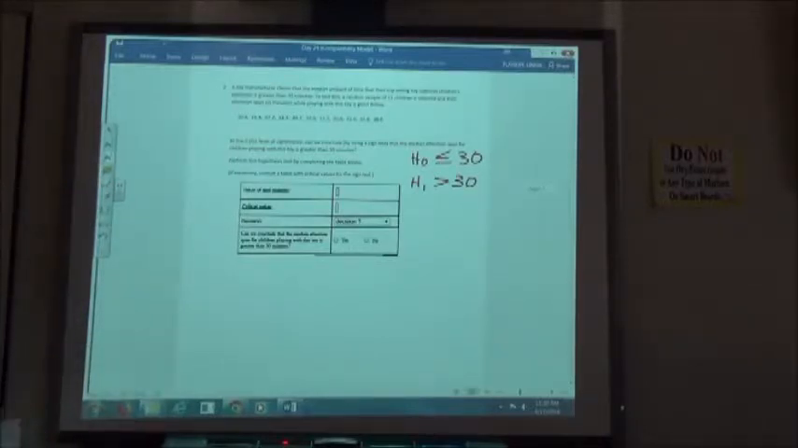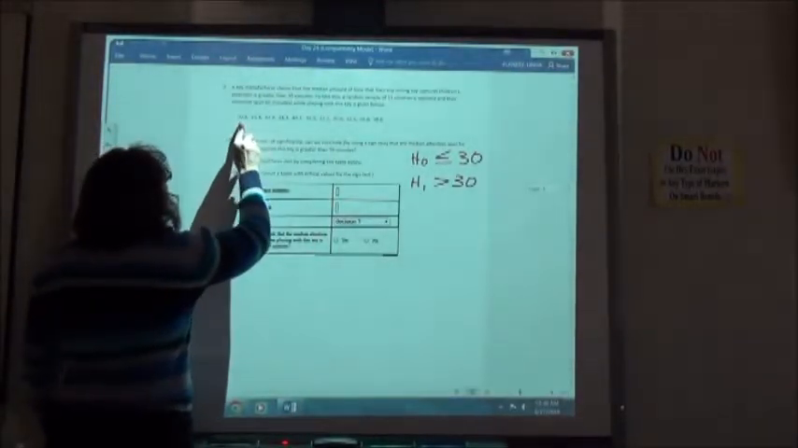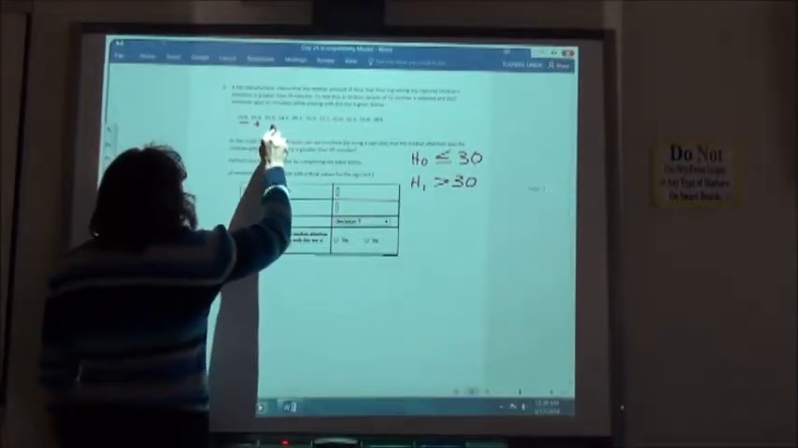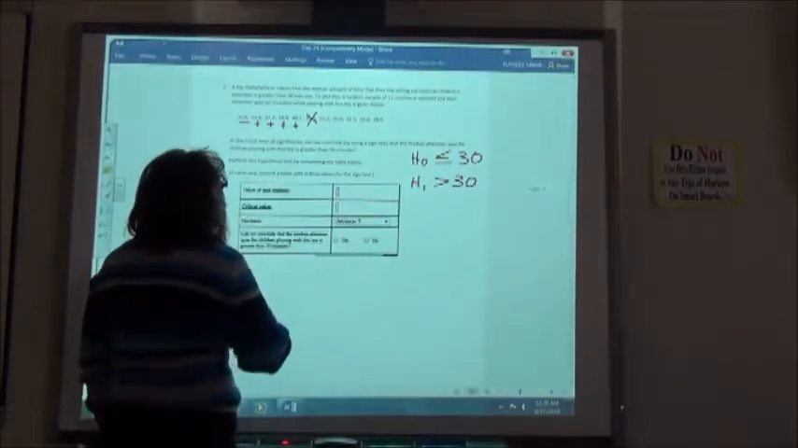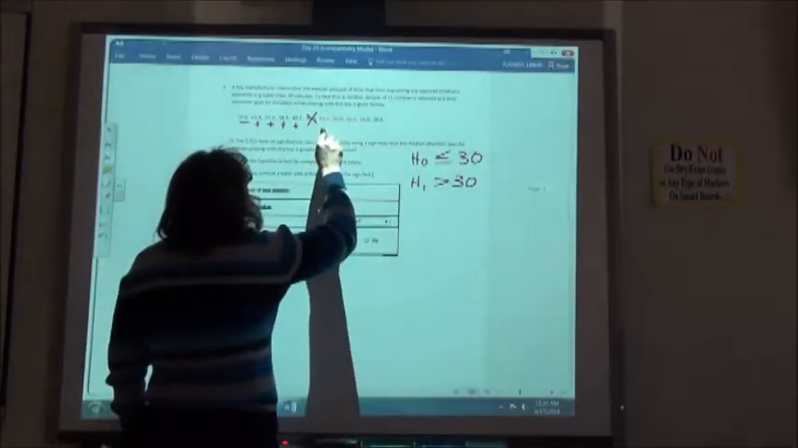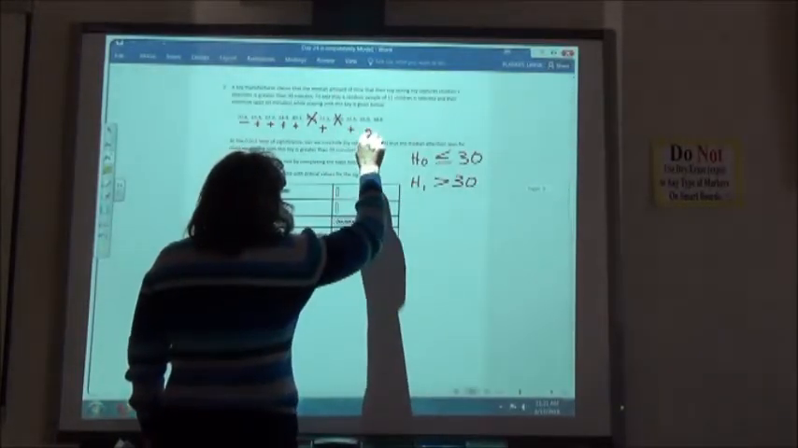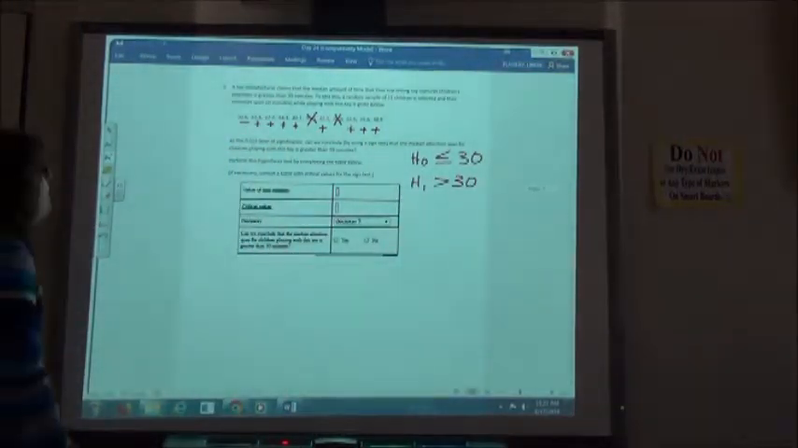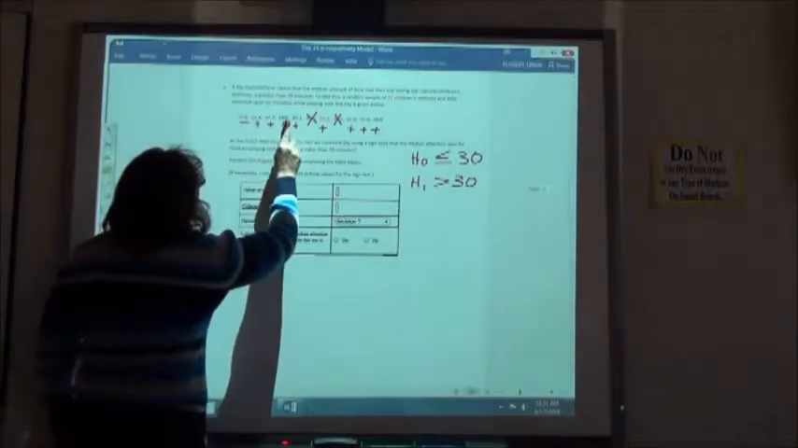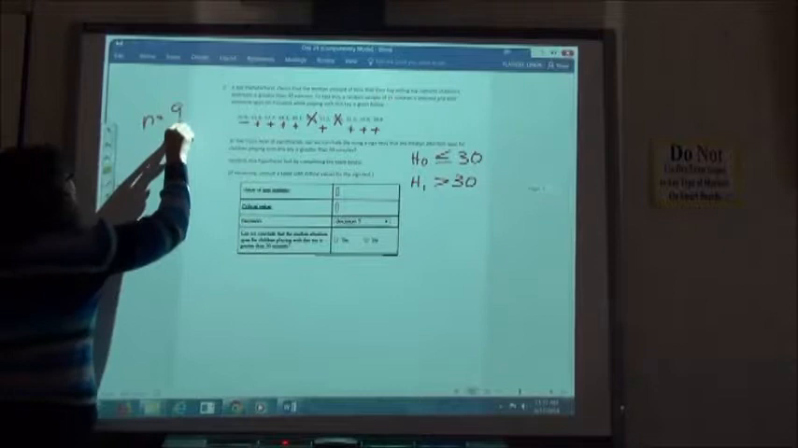So in this case, we're just going to do a one-tailed test. So we're going to look and compare for 30. We've got below 30, above 30, above 30, above 30, above 30, exactly 30. We're going to take that off the list. Above 30, exactly 30, we take that off the list. Above 30, above 30, above 30. So now, how many do we have on our list? 1, 2, 3, 4, 5, 6, 7, 8, 9. n is going to equal 9.